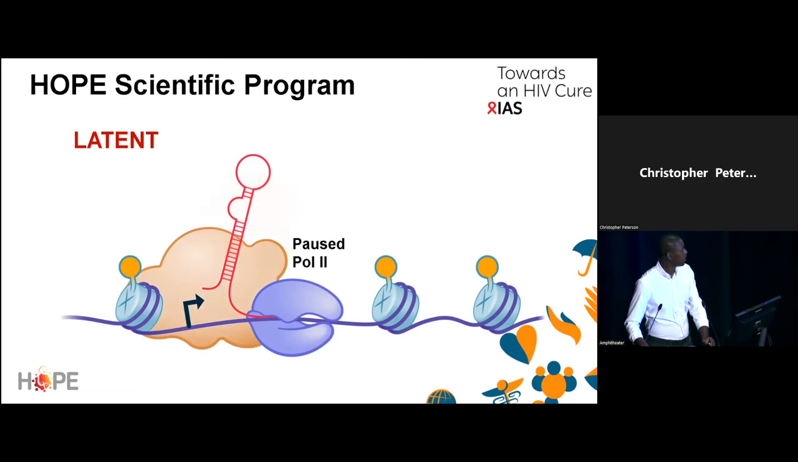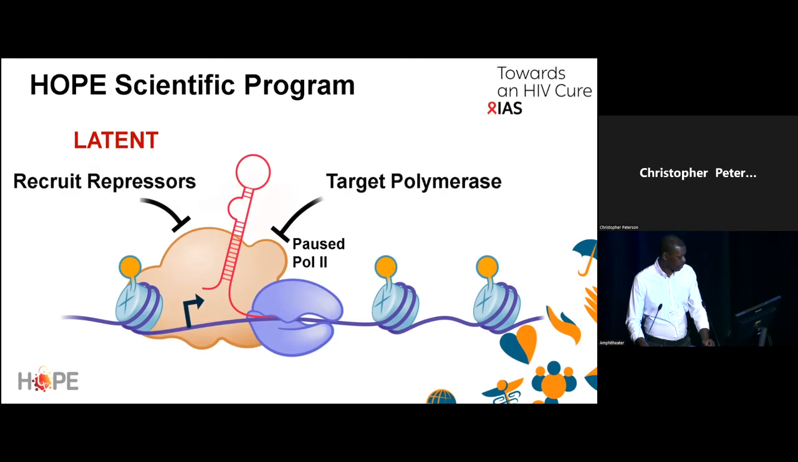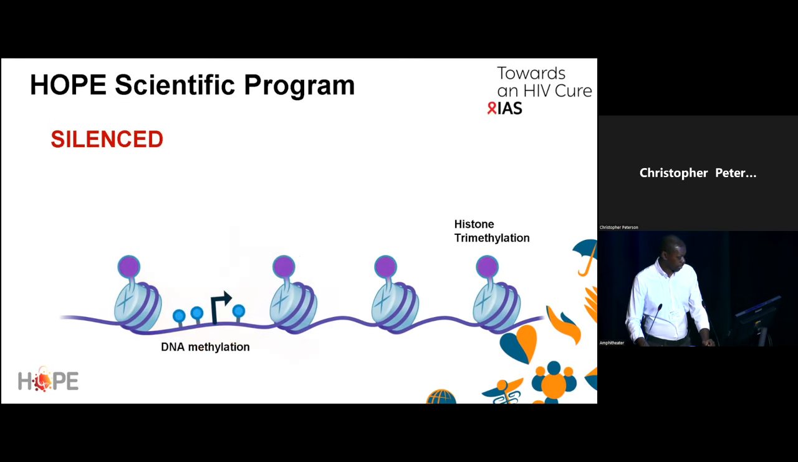So once you get into a latent stage, if TAT is removed, you're able to get the promoter sitting in a paused state on the polymerase. We hope to develop tools that will target the polymerase, but also recruit repressors to this stage, thereby allowing the virus hopefully to remain silenced. And then the hope is that histone or DNA methylation marks will access this site, and this would lead to a permanent silenced state.